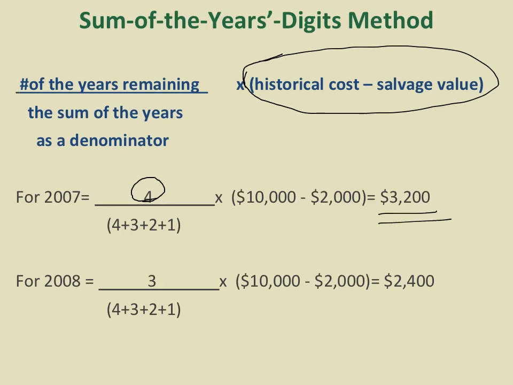In 2008, follow the same formula. At the beginning of 2008, there's still 3 years remaining, divided by the sum of the years, which is still 10, then times our total depreciable cost, which is $8,000, gives us $2,400. So we can see that using this method, our annual depreciation expenses actually will decrease across years.